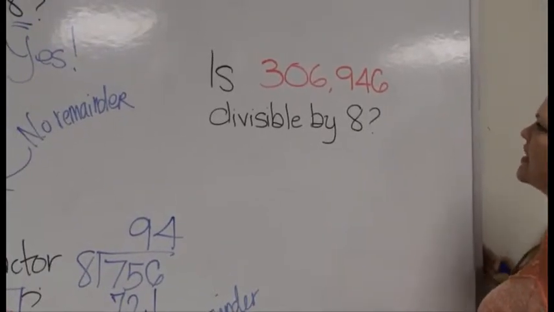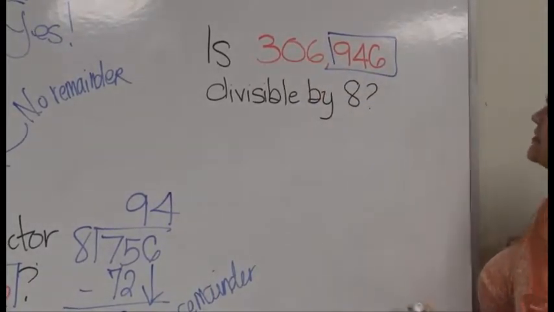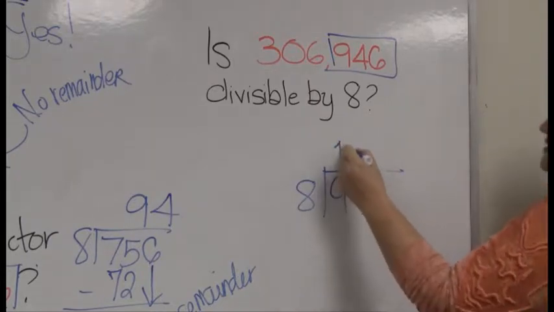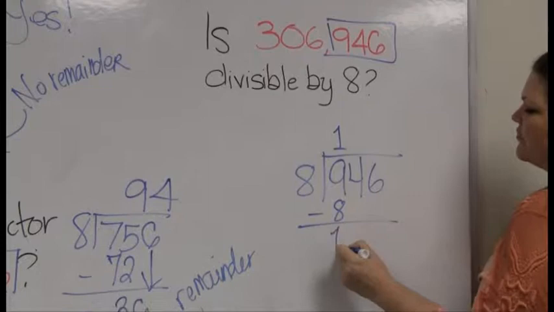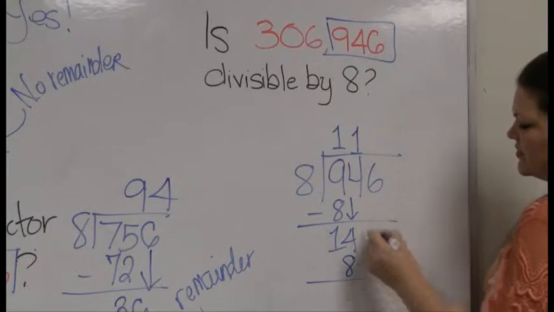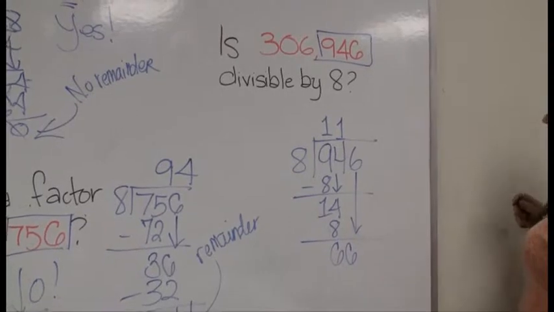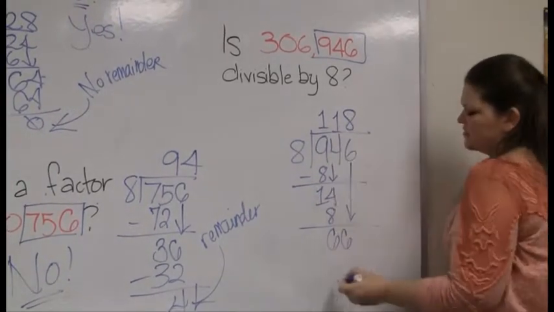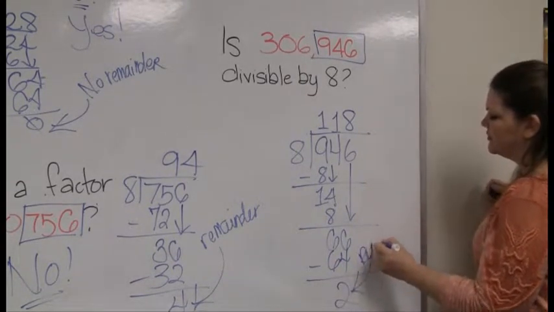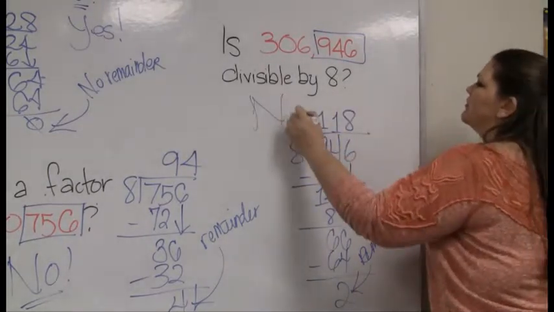One last problem. Is 306,946 divisible by 8? Same basic concept. Let's try our division. 8 goes into 9 once with a remainder of 1, drop a digit. 8 goes into 14 once again, but this time we've got a remainder of 6, drop a digit. And how many times does 8 go into 66? Well, that's 8 times, but 8 times 8 is 64, so I have a remainder. And so my answer here is no.